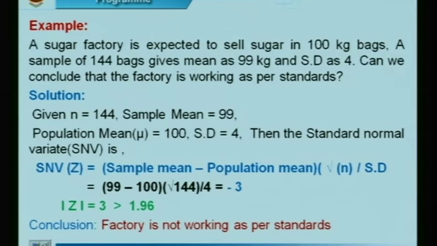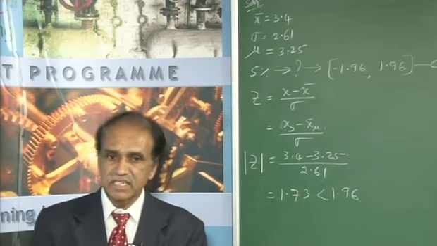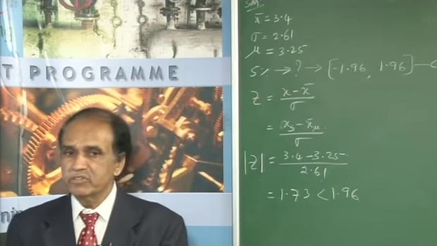Similarly, another situation, this is again a different type of data. A sugar factory is expected to sell sugar in 100 kg bags. A sample of 144 bags gives the mean as 99 kg and standard deviation as 4. Can we conclude that the factory is working as per standards? This is a simple question with simple data, but in the conclusion you have very good information.